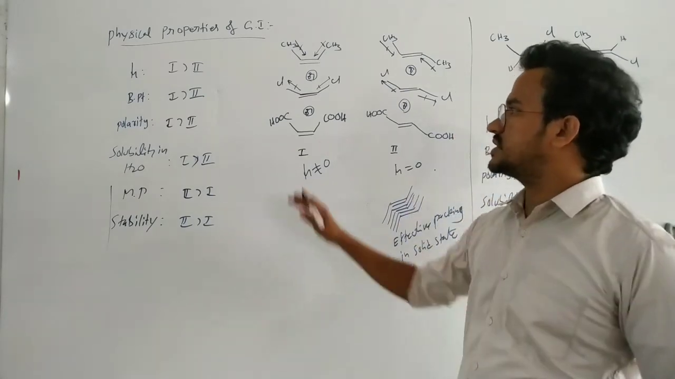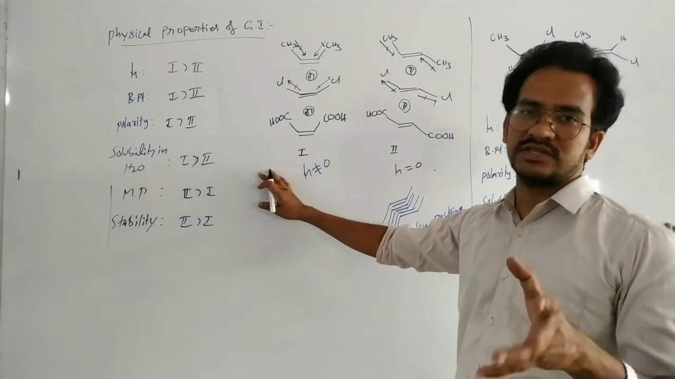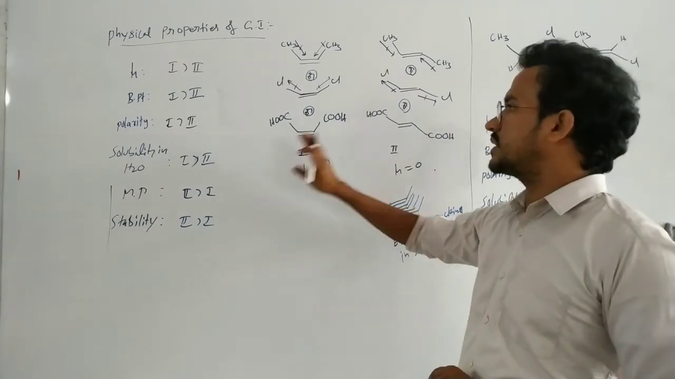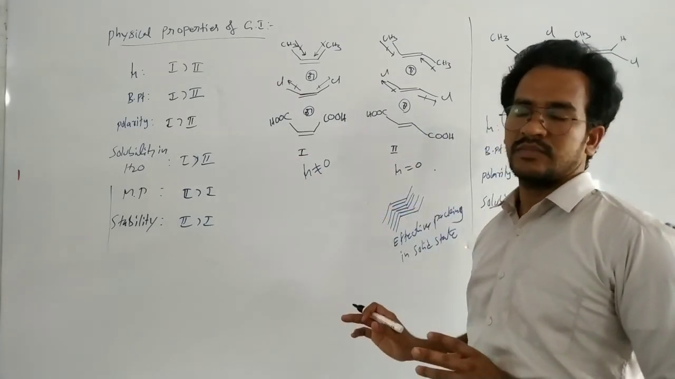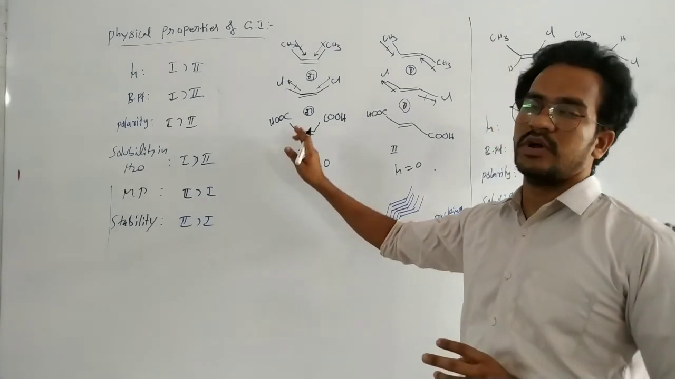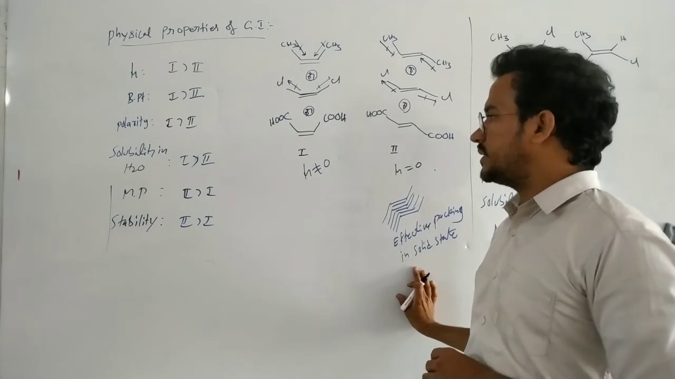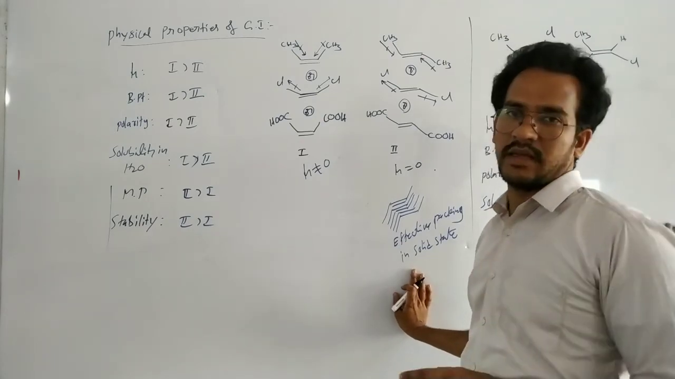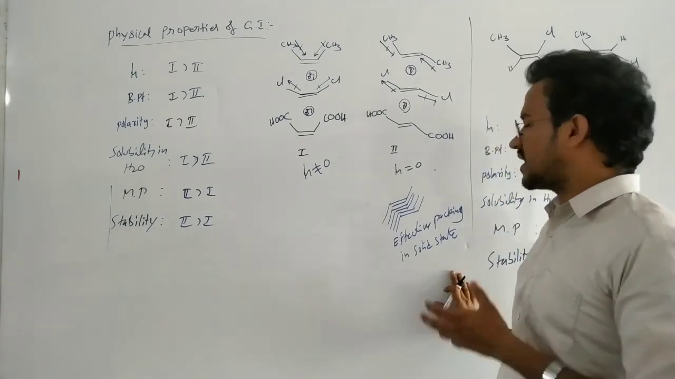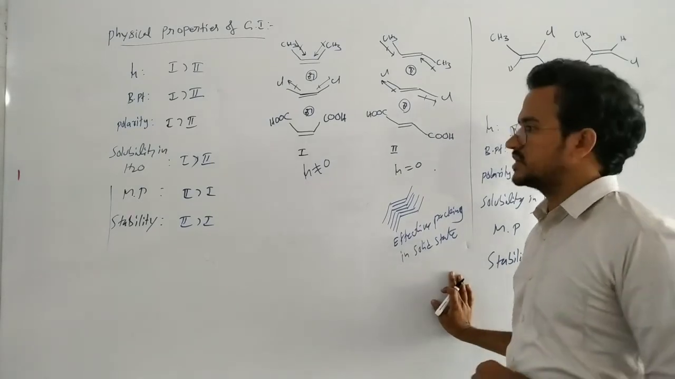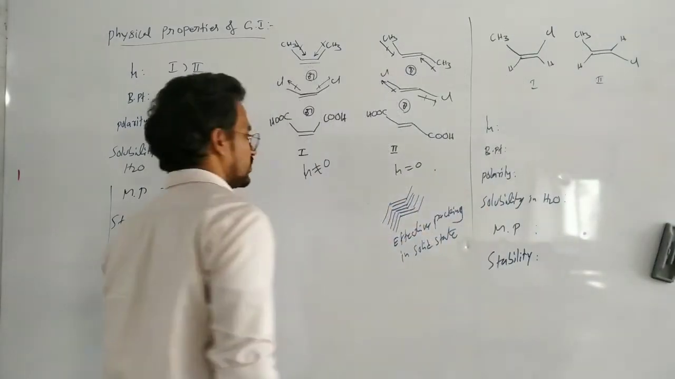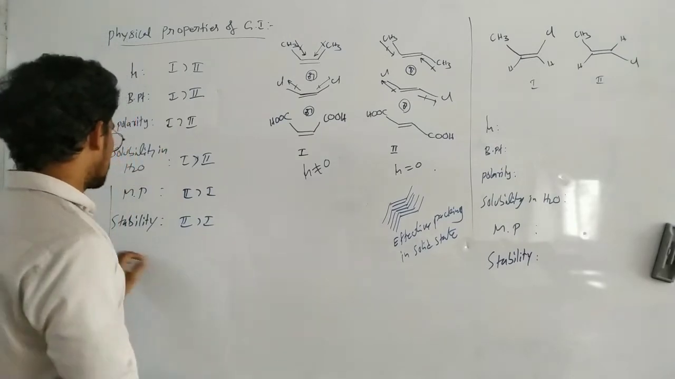Its polarity is 0. It's non-polar. This one has some polarity. It is non-polar; it is polar. Boiling points: polar compounds have the higher boiling point, but the melting point depends on the crystal packing. For the trans isomer, there is effective crystal packing. Why? Because the trans isomer is more stable.